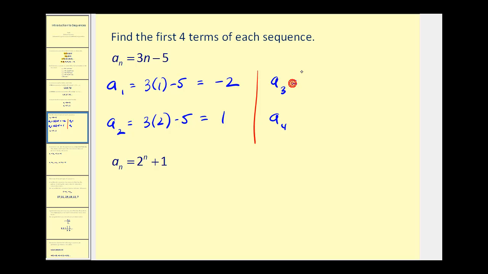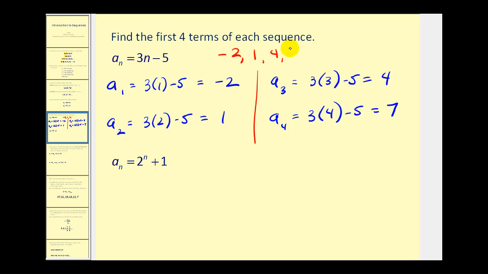And we want to find a sub 3, so now n is equal to 3, so we have 3 times 3 minus 5. 9 minus 5 is equal to 4. And then lastly, a sub 4 means n is equal to 4. So we have 3 times 4 minus 5. That'd be 12 minus 5, which is equal to 7. So the first four terms of the sequence are negative 2, 1, 4, and 7. So in this case, the domain would be 1, 2, 3, 4, and the range would be negative 2, 1, 4, and 7. Let's go ahead and try this again.